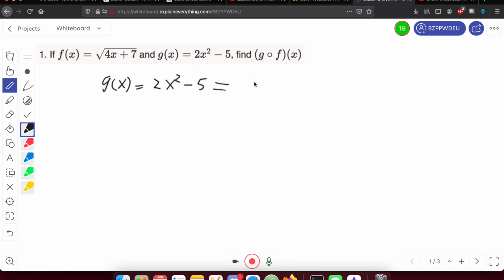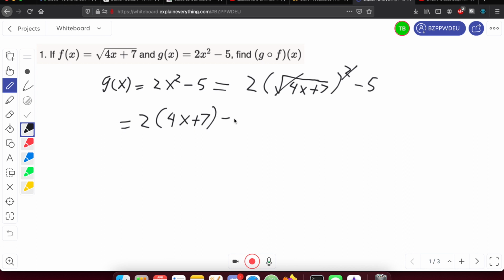And when we substitute this in, we're going to get 2 times the square root of 4x plus 7 squared minus 5. The square and the square root are going to cancel. So this will leave us with 2 times 4x plus 7 minus 5, which when we distribute through, we're going to get 8x plus 14 minus 5. And after doing some simple arithmetic, 8x plus 9.